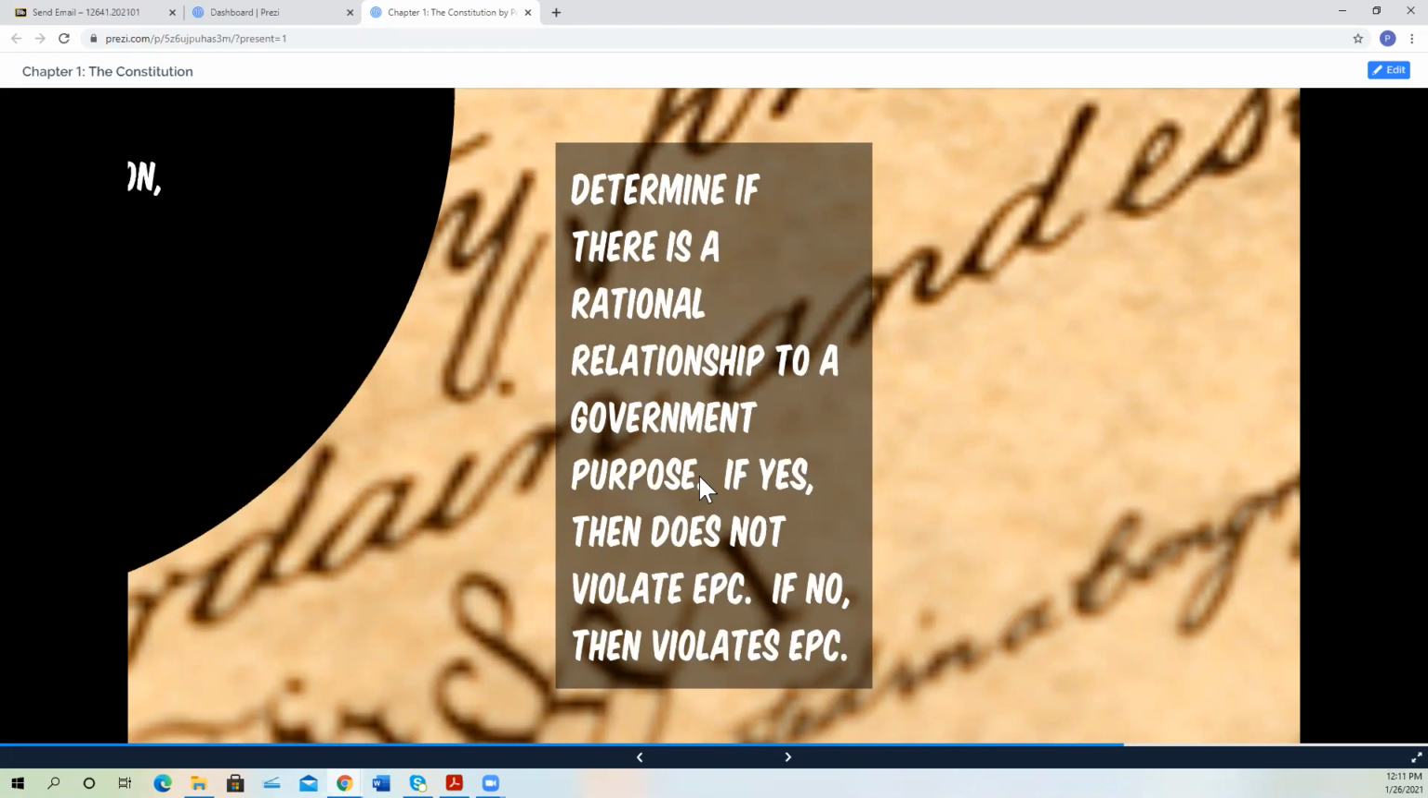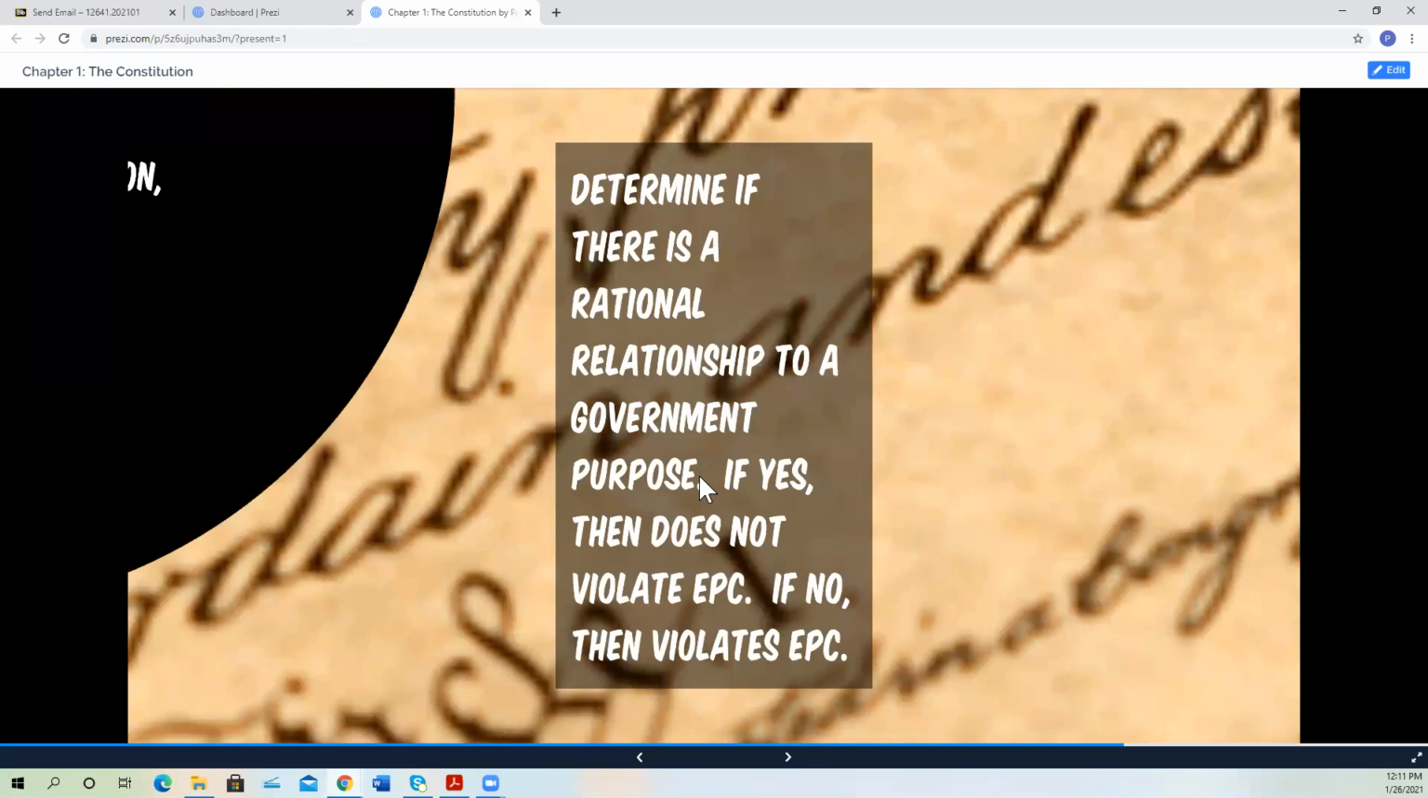And the answer to that is yes. There's a rational relationship, because what is the purpose? The government's purpose in that is to save lives, to prevent younger people from drinking and to save lives. So is there a rational relationship between making that law and the goal of saving lives? Yes, there is. So therefore, that law does not violate the Equal Protection Clause.